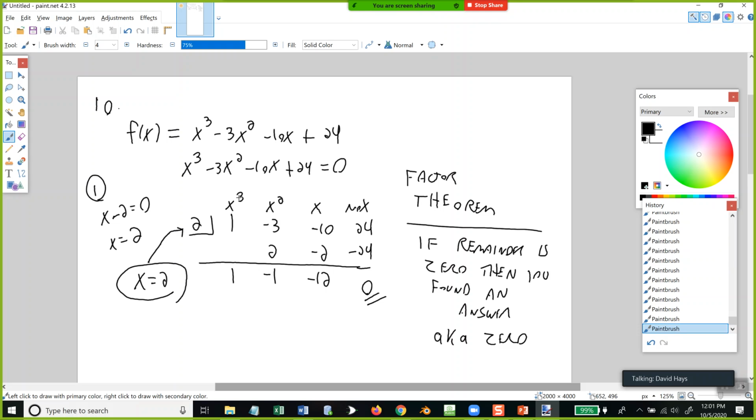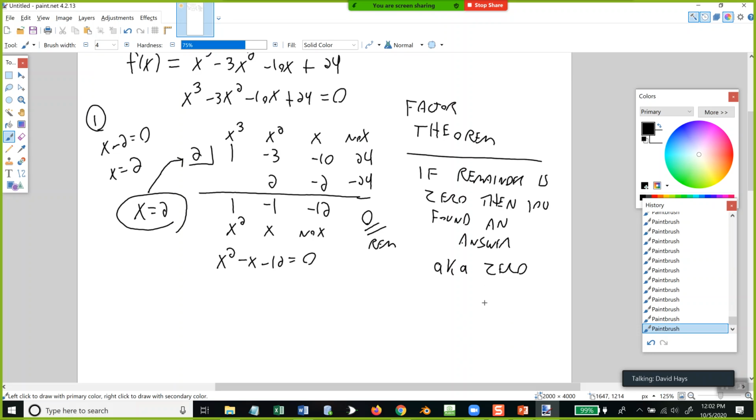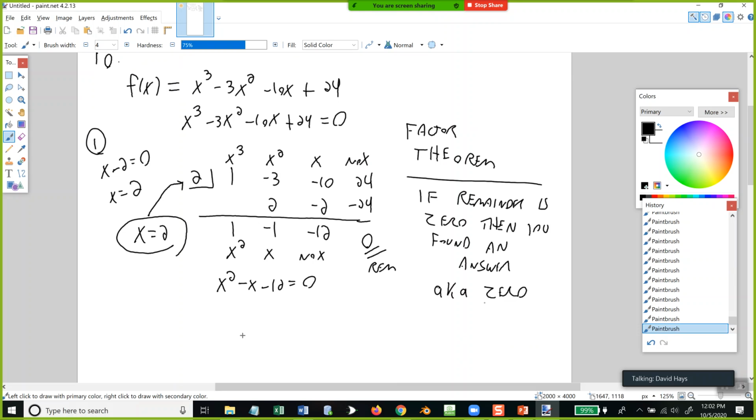Now we started with x to the third. This is 1 degree lower. This will be x squared. This will be x. This will be no x. And we've already indicated that's our remainder. So we're left with x squared minus x minus 12 equal to 0. Why did I set equal to 0? I set equal to 0 because we're finding zeros. So you're constantly setting things equal to 0. Now at this point, this is something we can factor. This factors as x minus 4 times x plus 3.